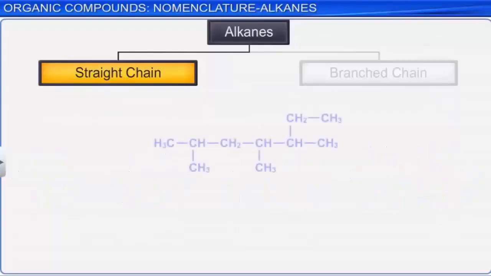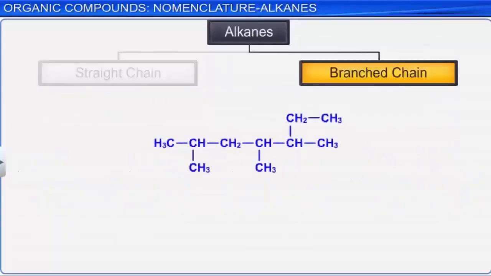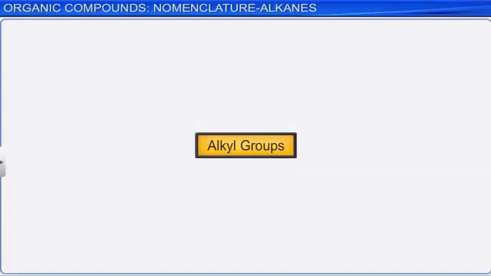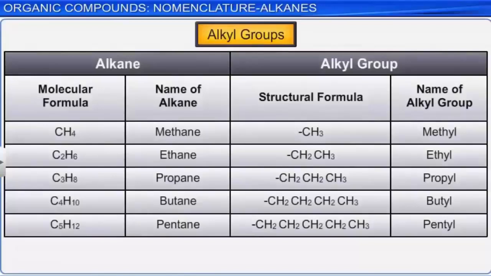Let's look at the trivial and IUPAC names of the branched chain alkanes. Small chains of carbon atoms attached at 1 or more carbon atoms of the parent chain is said to be a branched chain. These small chains of carbon atoms are called alkyl groups. Let us briefly study about the alkyl groups. The group which consists of 1 hydrogen atom less than an alkane is called an alkyl group.